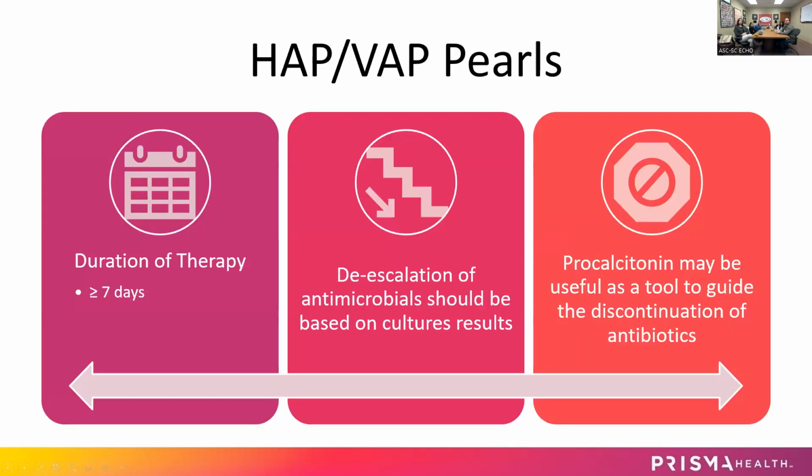So how long do we treat these hospital-acquired and ventilator-associated pneumonias for? The answer is at least 7 days, following a seminal principle put out in the community-acquired pneumonia guidelines. If your patient's not clinically improving or is not where we want them to be, you can extend that out from 7 days. Those cultures you get can be vital in providing routes for de-escalation, and you should de-escalate your antimicrobials based on the results of the cultures you collected. And similar to community-acquired pneumonia, you can use procalcitonin to guide the discontinuation of your antimicrobials.